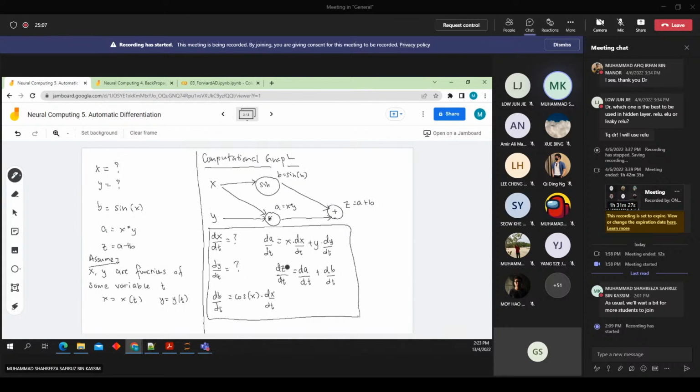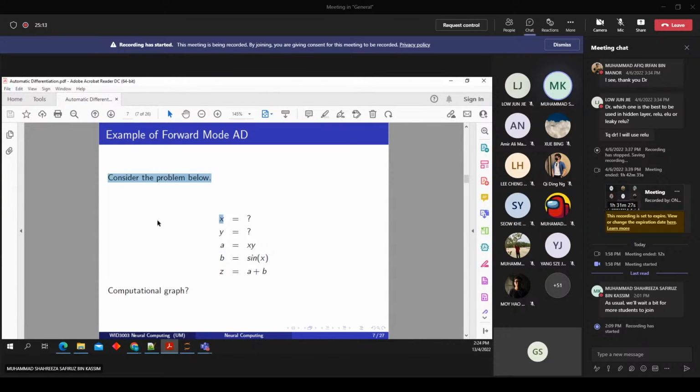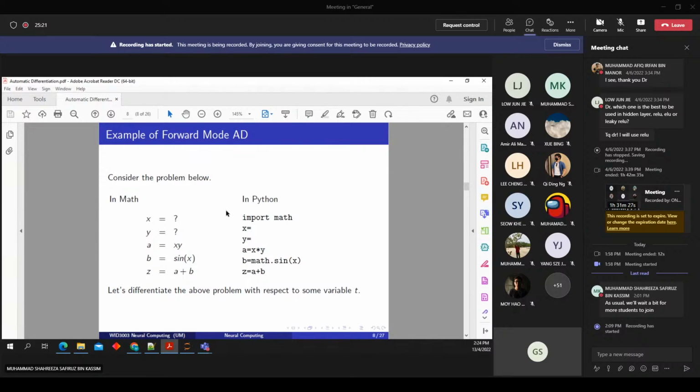I'll just show you. These are from the slides, yeah? These are also from the slides. It's also in the slides, right? Consider the problem below. We've done the computational graph. So this is how you do the problem in Python. This is computing just the functions. This is straightforward. x equals 1, y equals 1.5, and then you can have your values for each of the functions, right? But the idea is to differentiate the problem with respect to some variable t, right?